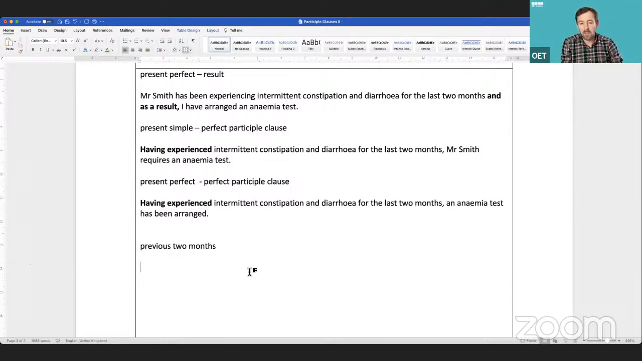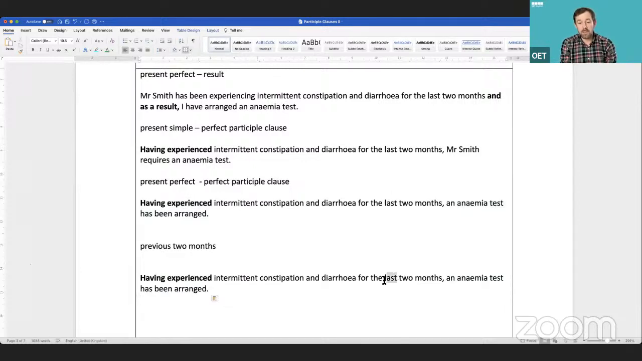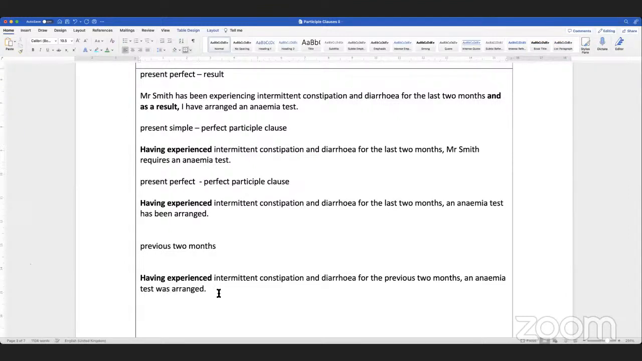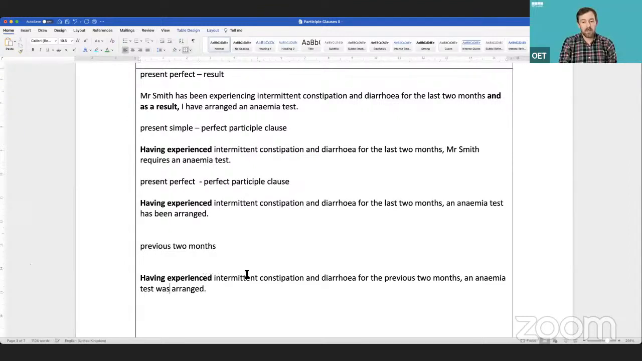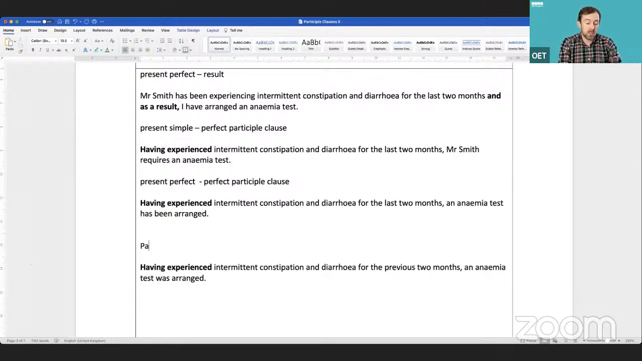Okay. Well, now I'd take the same one for the previous 2 months. An anemia test was arranged. So this happened in the past. This happened before it. The only thing that's really changed here is this phrase, previous 2 months. So here we've chosen to use the past with a perfect participle clause.